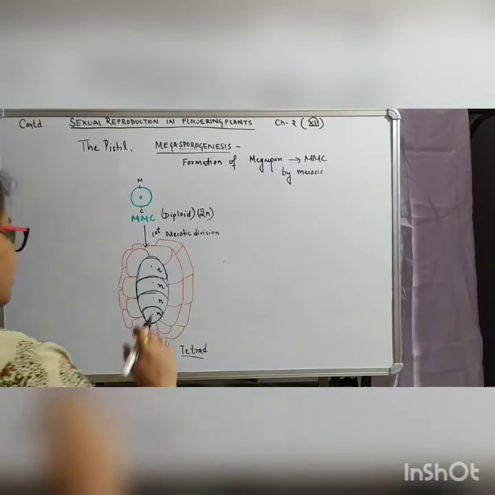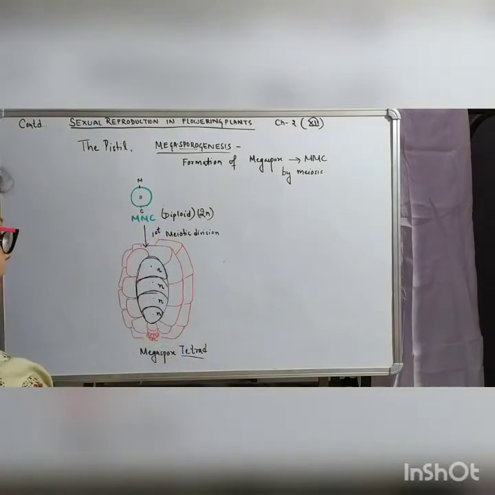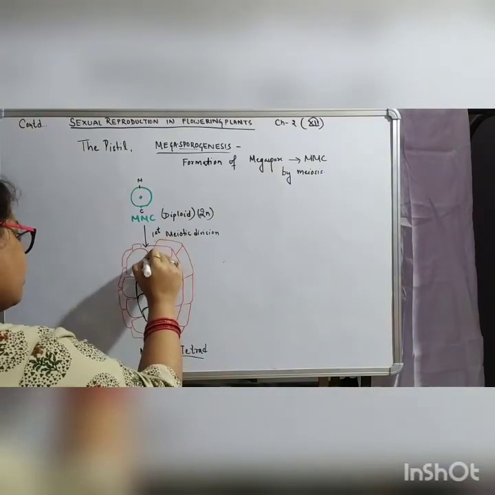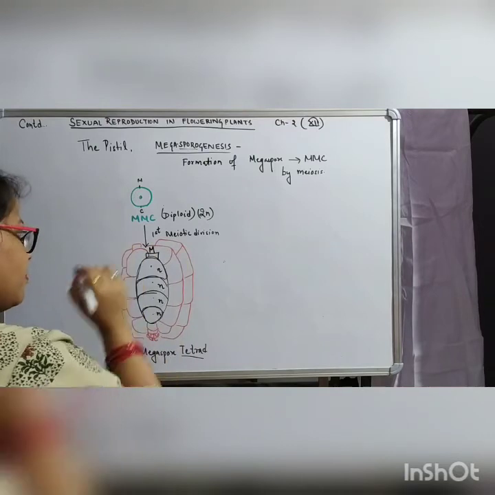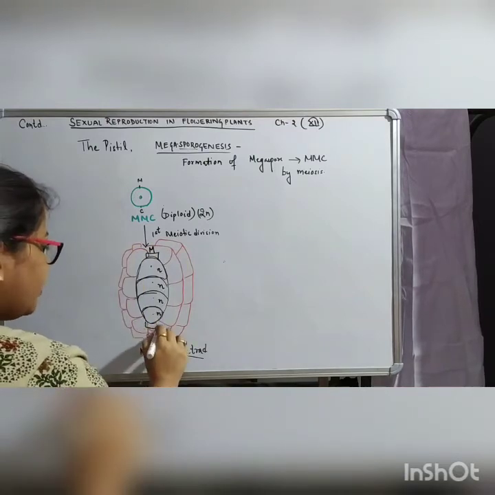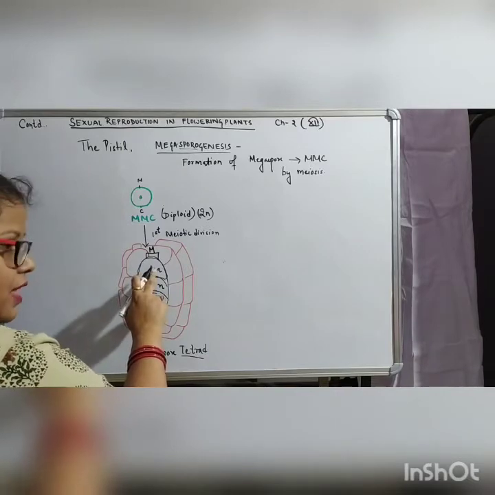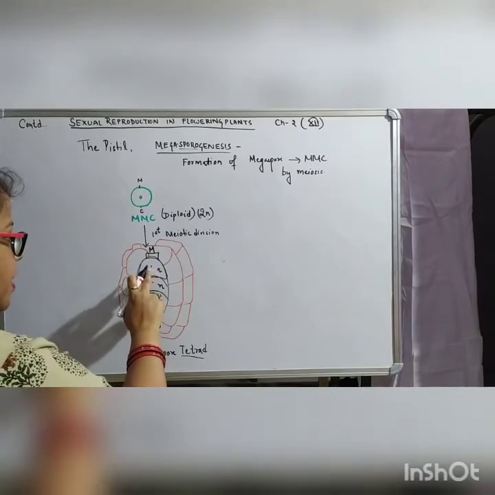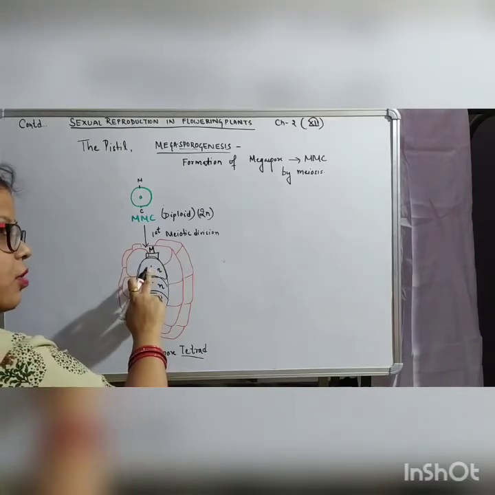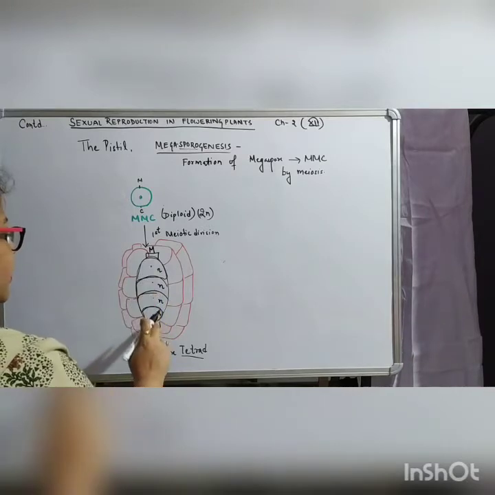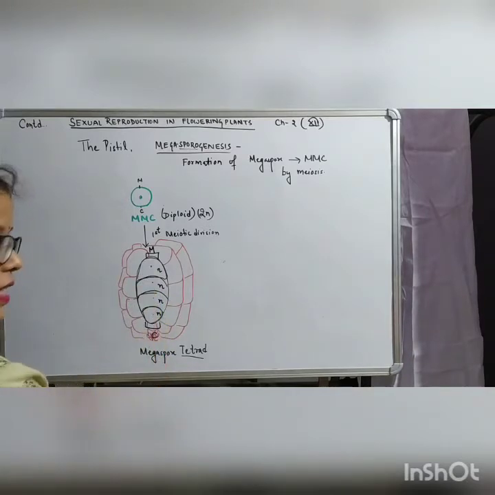So let's see, as we have mentioned in this diagram, this portion would be your micropylar end and this end would be your chalazal end. The most active daughter cell would be closer to the micropylar end. The 3 which are heading towards the chalazal end would be non-functional and they will degenerate.